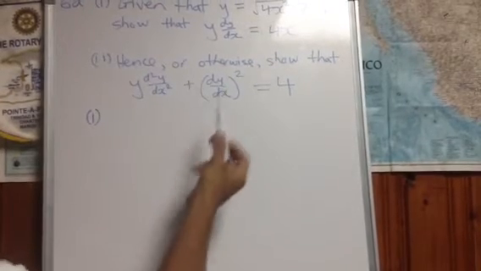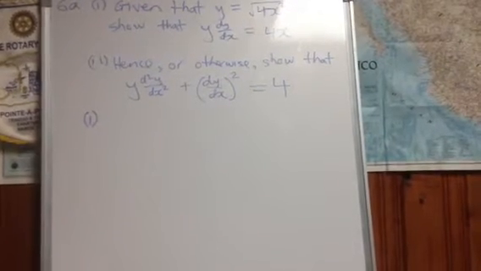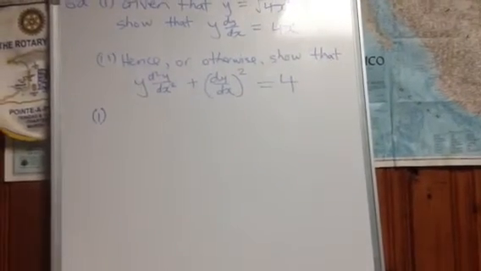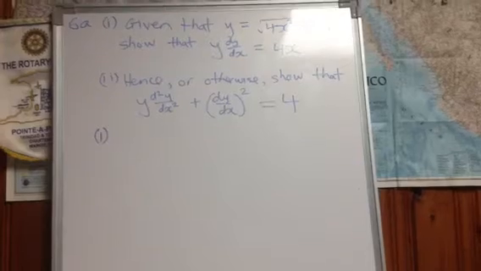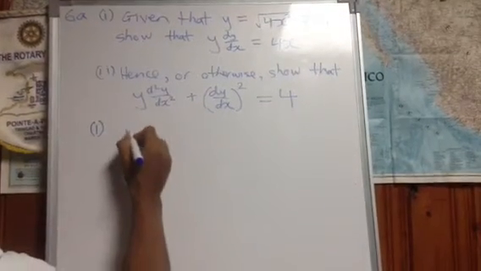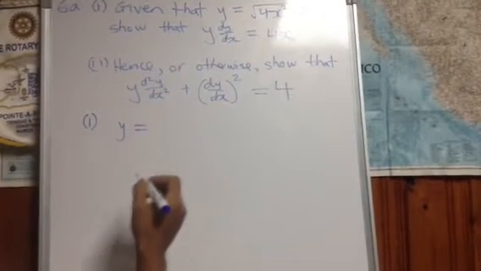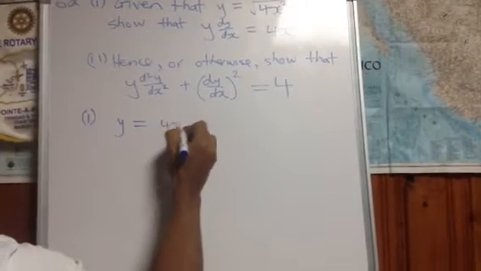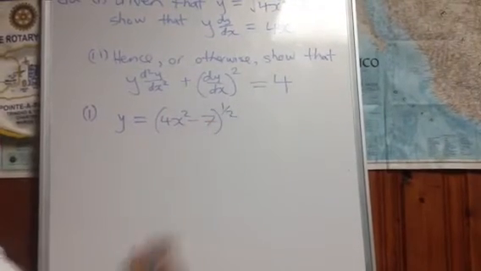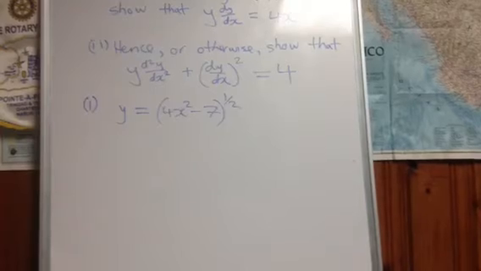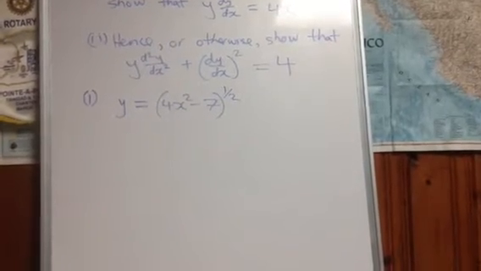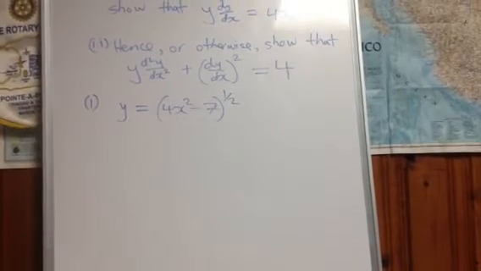So, part 1, we have an explicit function in terms of x. When I say explicit, it means that on the right hand side, we have an expression that's only in terms of one variable, and that is x. What I'm going to do first of all is rewrite the expression in index form. So the square root of 4x squared minus 7 is equal to (4x squared minus 7) to the power of 1/2.